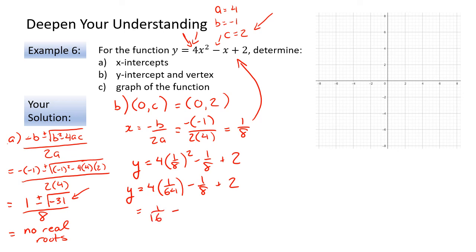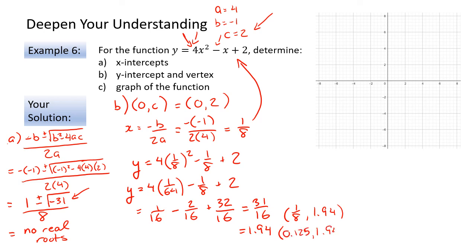Converting all of them to the same fractions, we get minus 2 over 16, and plus, in this case, 32 over 16. So 1 over 16 minus 2 over 16 is negative 1 over 16, plus 32 gives us 31 over 16, which if you converted that to a decimal is 1.94. So our coordinates here are 1 over 8 and 1.94, and 1 over 8 can be converted to a decimal, which is 0.125 and 1.94. So we know the vertex.